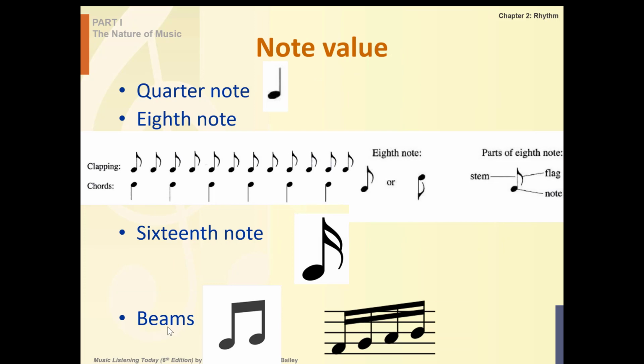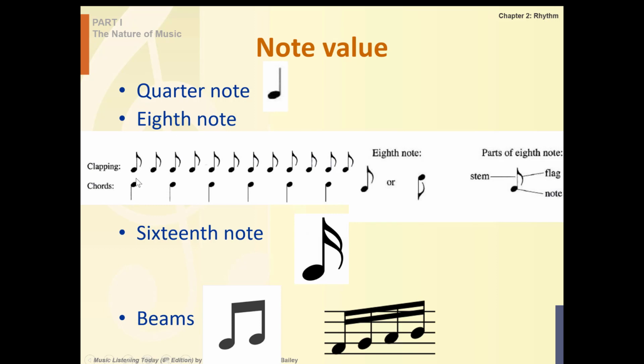Now let's figure out how to write the values of each note. The quarter note is often used as the basic beat. Not always, but very often. So it has a note head and a stem. How about half the length of the quarter? Half the length of the quarter is an eighth note.